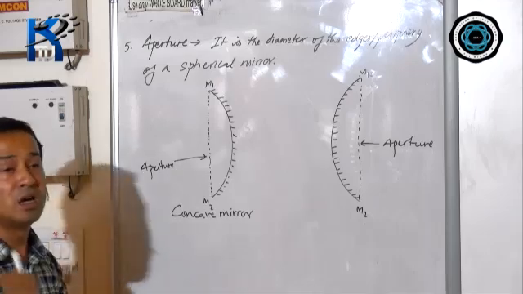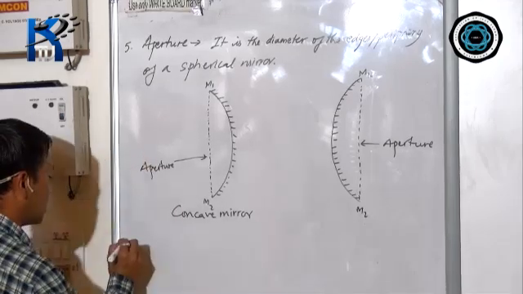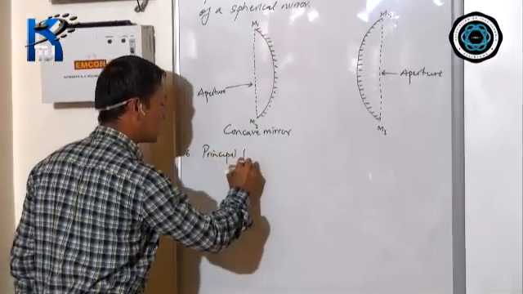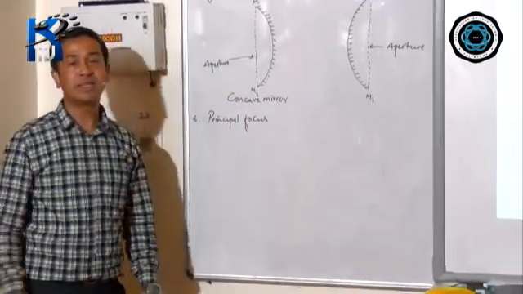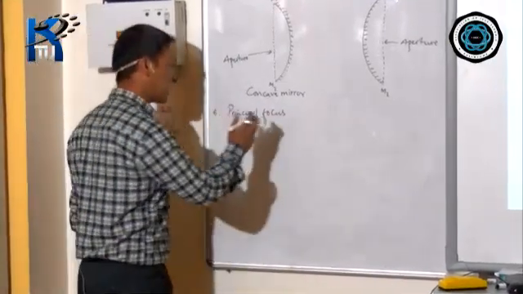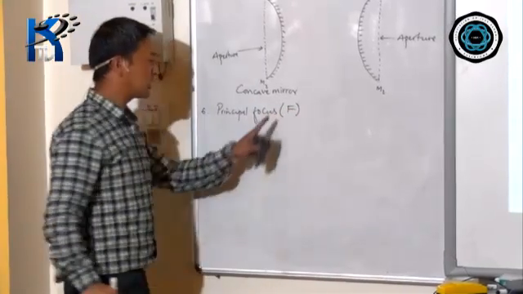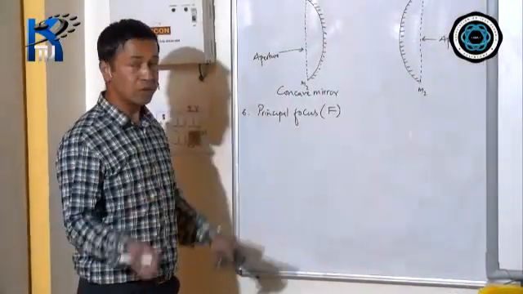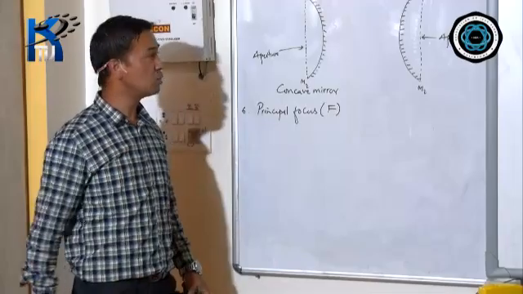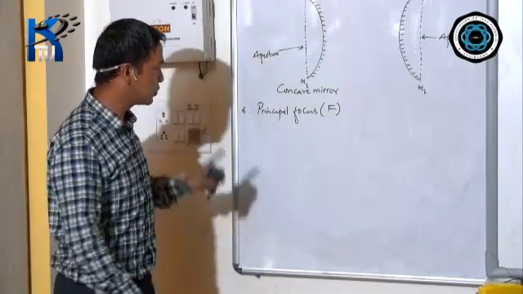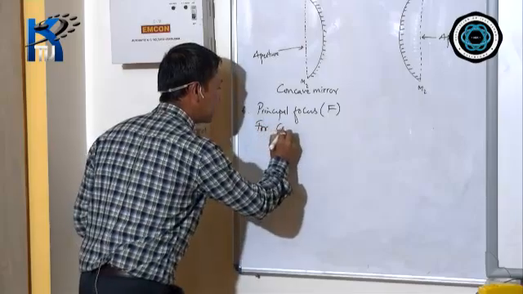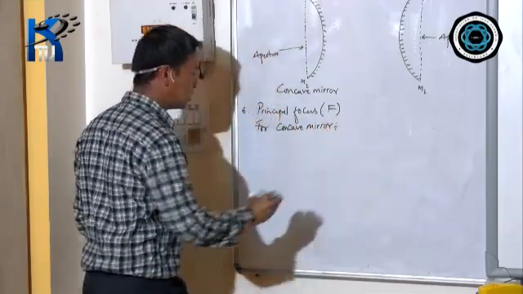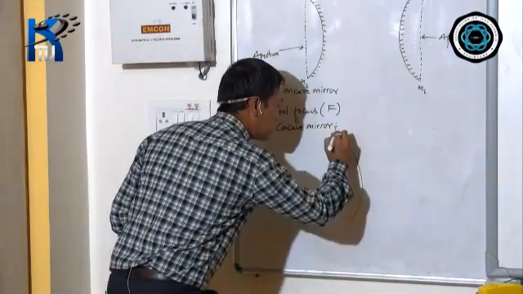Now the next important term that I'm going to define, number 6, is called principal focus. The next term is principal focus. For this I usually mark it by the letter F, so I'm using capital F as the symbol for principal focus. Principal focus can be defined for each spherical mirror, one for the convex mirror and one for the concave mirror. So let me define it for the concave mirror.